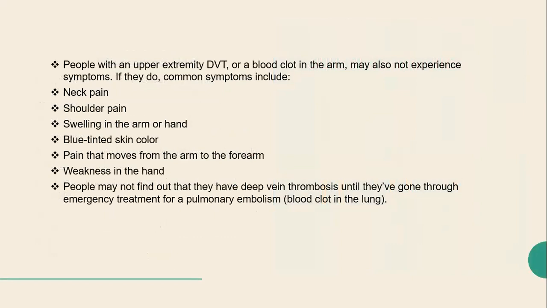People with upper extremity deep vein thrombosis, or a blood clot in the arm, may also not experience symptoms. But if they do, then the common symptoms include neck pain, pain in the shoulders, swelling in the arm or hand, blue tinted skin color, pain that moves from the arm to the forearm, weakness in the hand. People may not find out that they have deep vein thrombosis until they have gone through emergency treatment for a pulmonary embolism, which is the blood clot forming in the lungs.